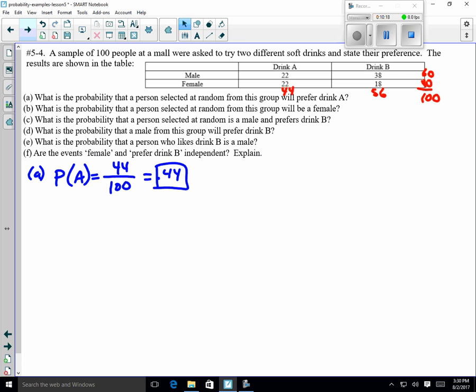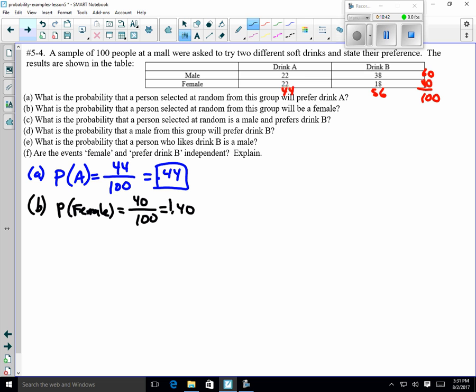Okay, let's take a look at part B then. Part B says, what's the probability that a person selected at random from this group will be a female? Same kind of thing, probability that the person is a female. That is also a simple probability, which means we're considering all of the students in the sample. So that would be 100 students, and out of those, it looks like 40 of them were females, and so that would be 0.40, so a 40% chance of being a female. So far, so good, not too hard so far.